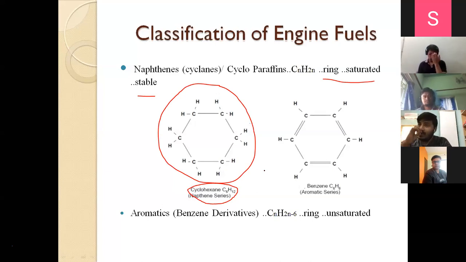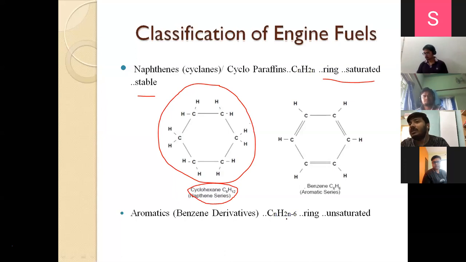Okay. The last category is the aromatics. It is the benzene derivative. The formula is CnH2n minus 6. It is ring and unsaturated. So how does the name aromatic come? The name aromatic comes from the term aroma. Aroma means scent or odor. So it has a certain odor. That's why this category is given the name aromatic compounds.